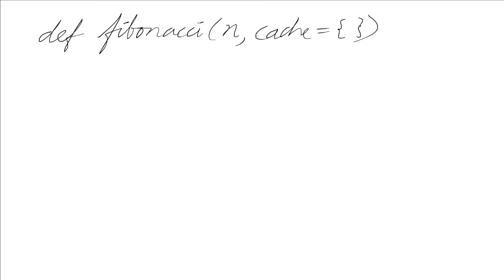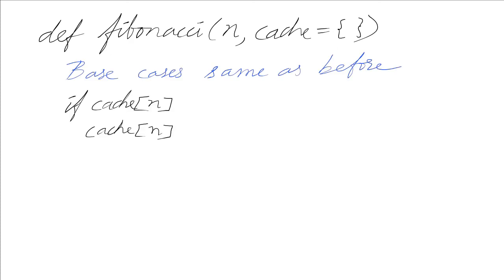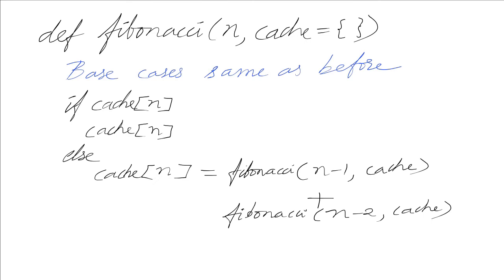We can avoid computing the value more than once by caching the value for n. If it is in the cache, we return it. Otherwise, we compute and save the value in the cache, then return the computed value. This is an example of dynamic programming.